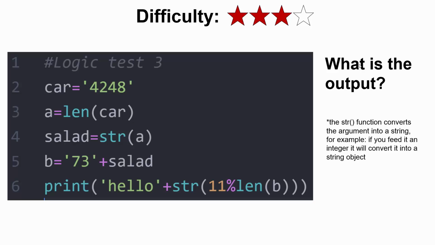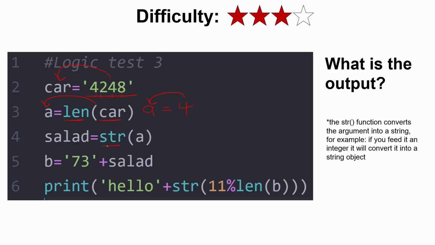Alright, and let's go ahead and look at the final logic test. So logic test 3. We begin with having the string 4248, storing it into this variable called car. Next, we are storing the length of car, and we're storing that integer value into a. So the length function, remember, tells us the length of whatever we put into it. In this case, a variable containing 4248, and the length will be 1, 2, 3, 4. And so now a has 4 stored into it.